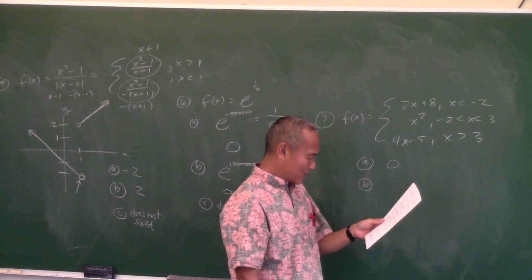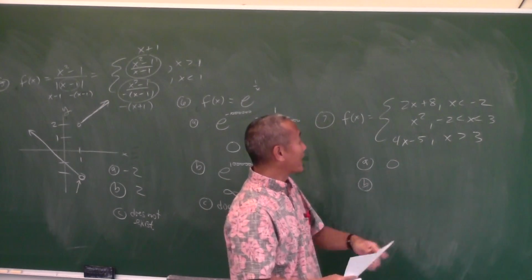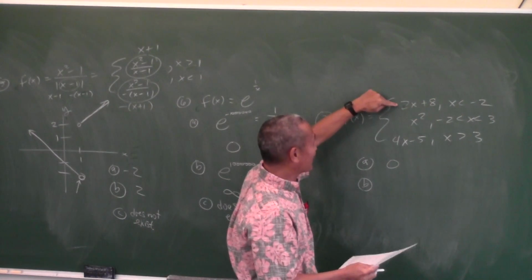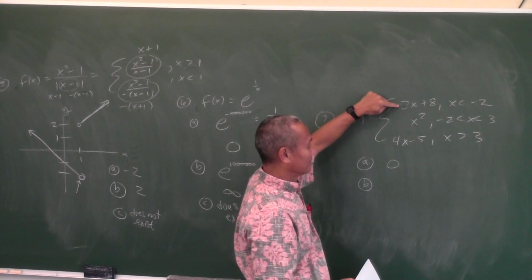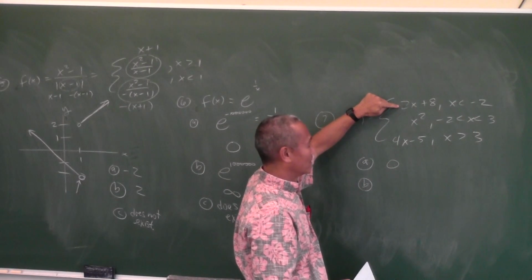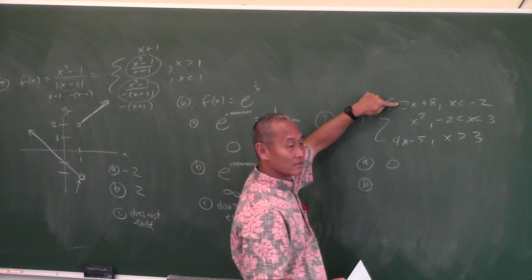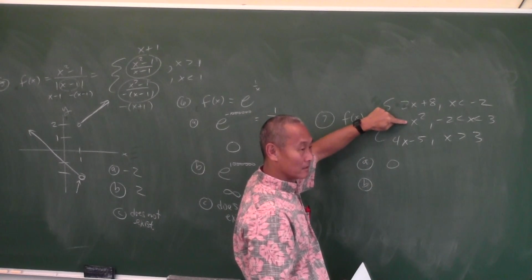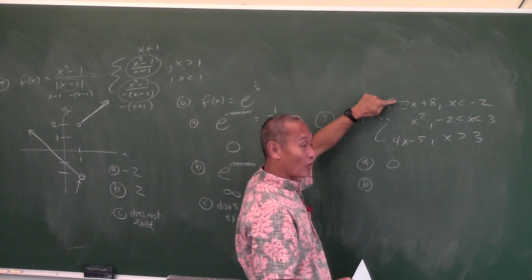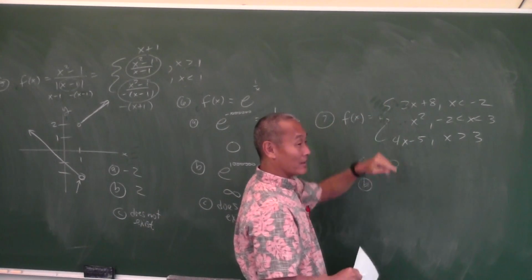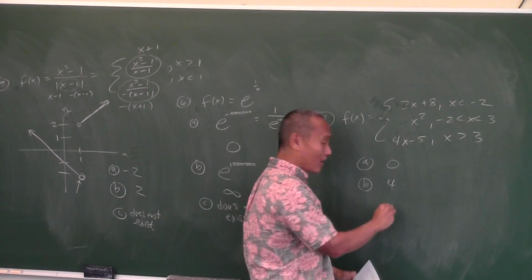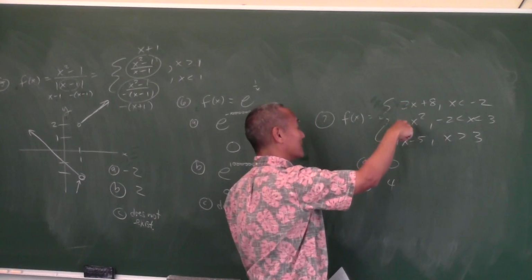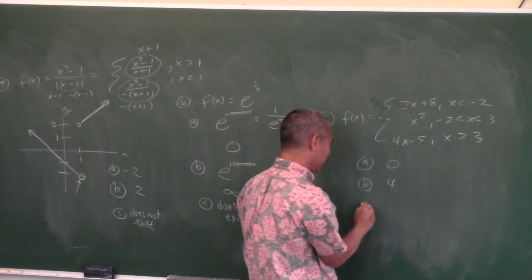Okay, B, what is the limit as x approaches negative 2? Negative 2 is the border between these two pieces, right? So if I plug in negative 2 here, what do you get? Plug in negative 2 for x. And then there. So the left-hand limit is 4, and the right-hand limit is 4. Therefore, the limit is 4. You have to plug into both of them, because one gives you the left-hand limit, and you plug it in here, that tells you the right-hand limit.